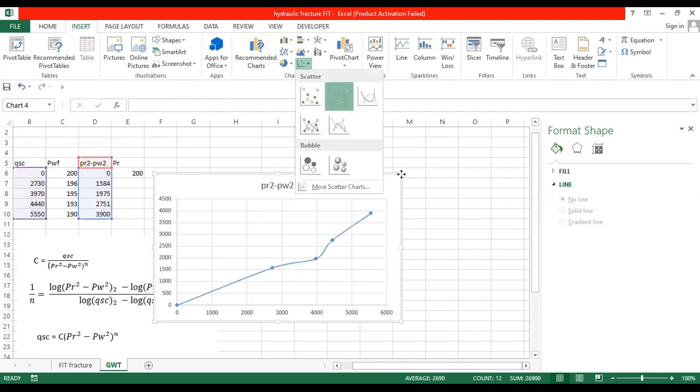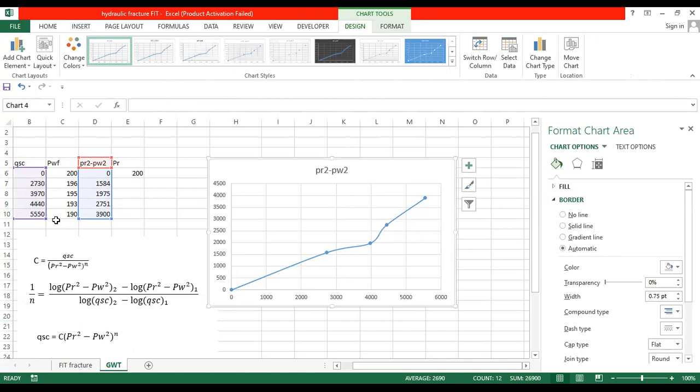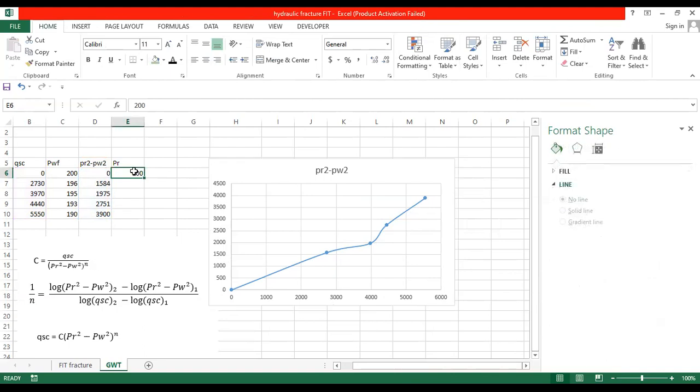So I got a graph based on PR square on the y-axis, and the x-axis is QSC. Right now, as per the theory that we have discussed in the presentation, we need to project our linear equation towards a straight line which is equivalent to PR square. So you can see PR is 200. So what will be PR square?